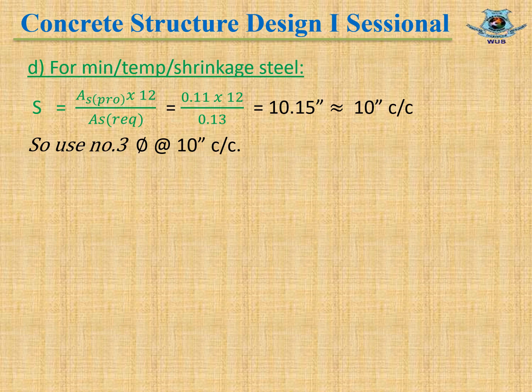For minimum steel area, spacing s equal to As provided into 12 divided by As required equal to 0.11 into 12 divided by 0.13 equal to 10 inch center to center. 0.11 inch square is the area of number 3 bar. So use number 3 bar at the rate of 10 inch center to center.